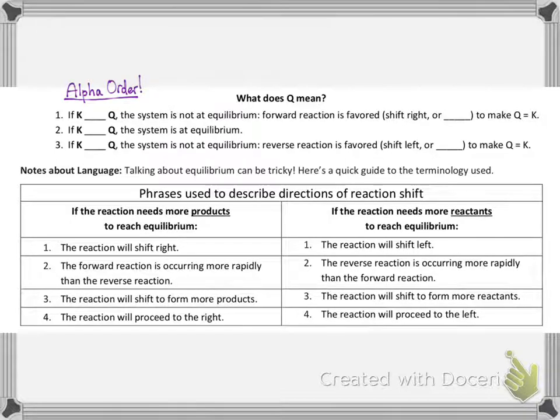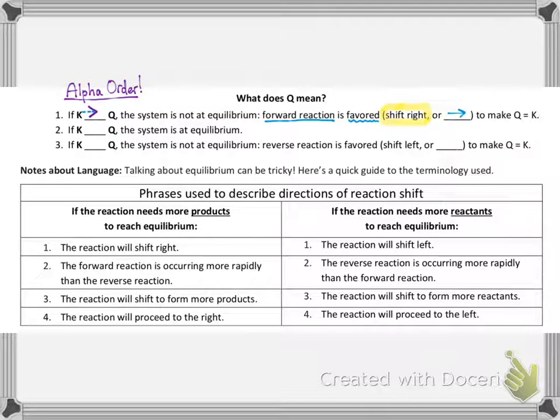The reason that's so important, well, okay, let's see what happens if K is bigger than Q. Well, the system's not at equilibrium because they're not the same. And the best part about this, you can use that greater than sign and turn it into an arrow pointing in the direction the reaction is going to go. In this case, because K is bigger than Q, you don't have enough products, so the system is going to shift forward. Basically, the forward reaction is going to happen, making more products to make Q equal to K.